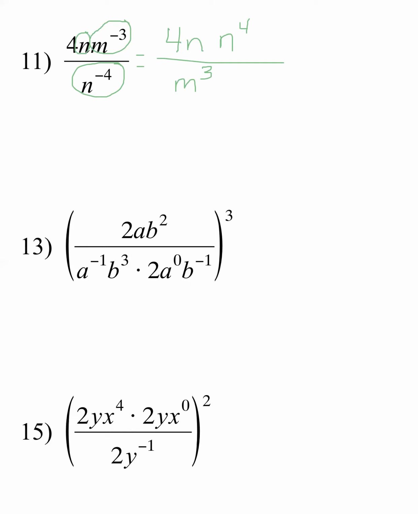Whatever has a negative exponent has to move. Okay, so now I'm here, and now I just see if I can simplify anything. I can. N times n to the 4th is going to get me n to the 5th. And I'm done.